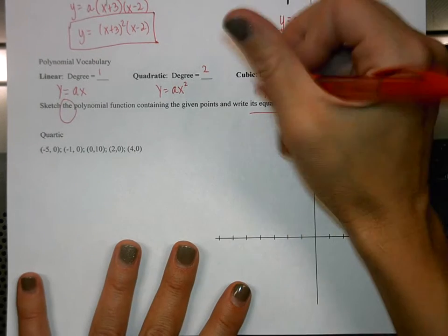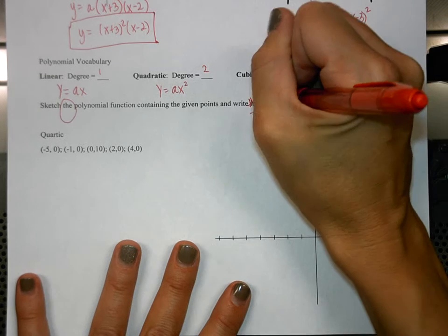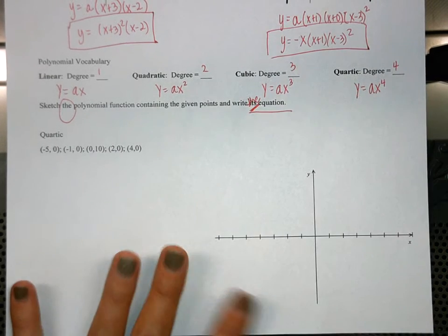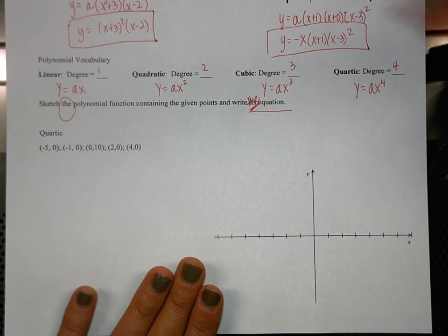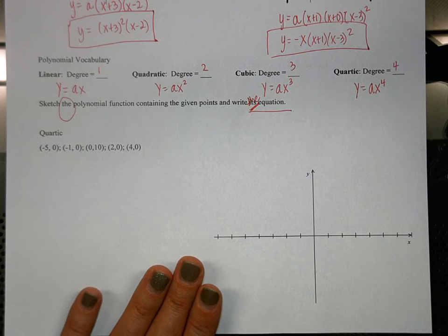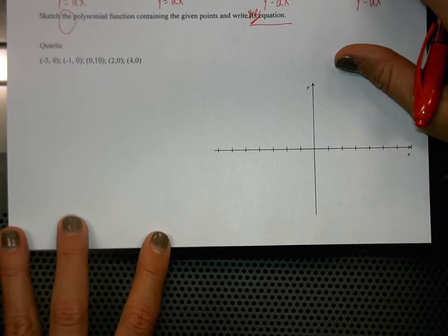Okay, I'd actually prefer this to say write the equation, because when you're writing the equation, there's only one correct equation, which means we have to find the correct a value. Where before up here, we could choose any a value as long as it made it go in the correct direction. Okay, so let's start by marking each of these points.